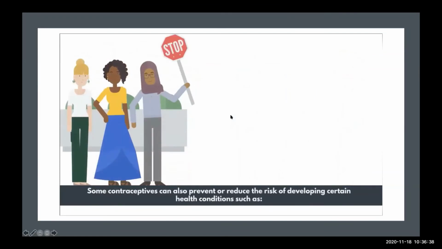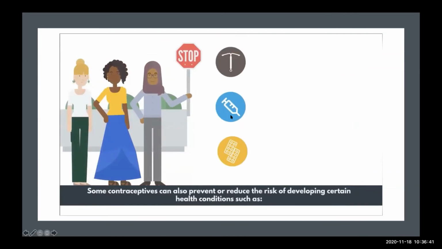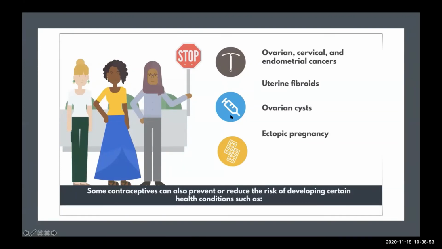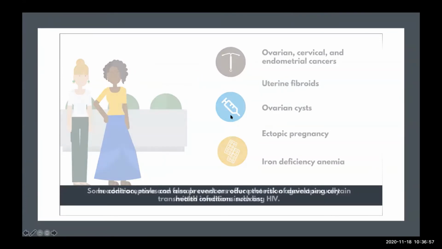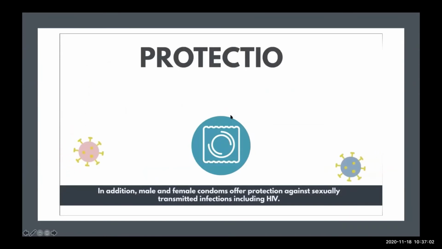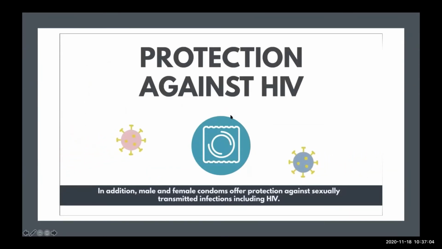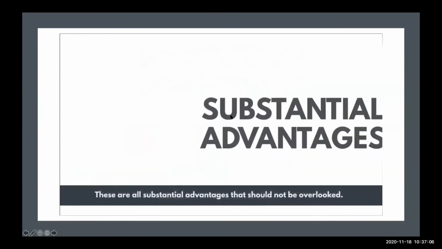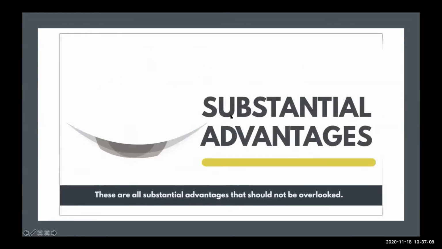Some contraceptives can also prevent or reduce the risk of developing certain health conditions, such as ovarian, cervical, and endometrial cancers, uterine fibroids, ovarian cysts, ectopic pregnancy, and iron deficiency anemia. In addition, male and female condoms offer protection against sexually transmitted infections, including HIV. These are all substantial advantages that should not be overlooked.